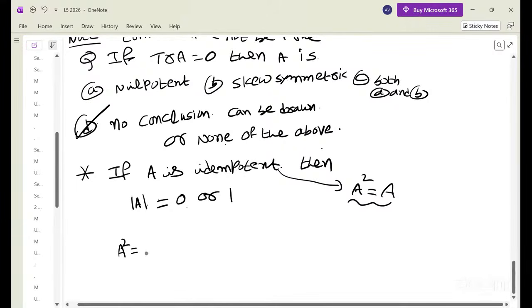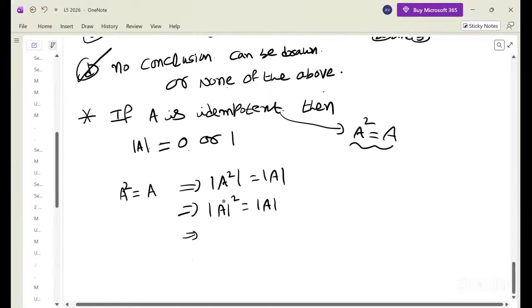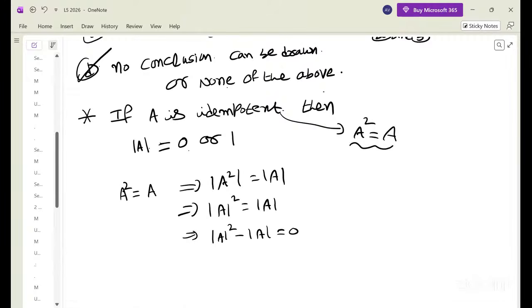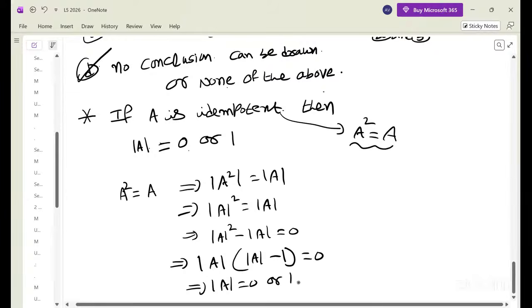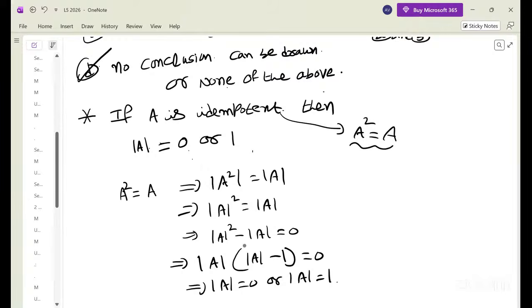A is idempotent means A square is equal to A, which implies det A square is det A, which implies det A whole square is det A, which implies det A square minus det A is equal to 0. So det A, if you take common, det A into det A minus 1 equal to 0. So det A is 0 or det A is 1. So what are the determinants? Either 0 or 1. This is how we got the answer. So don't conclude only 0.